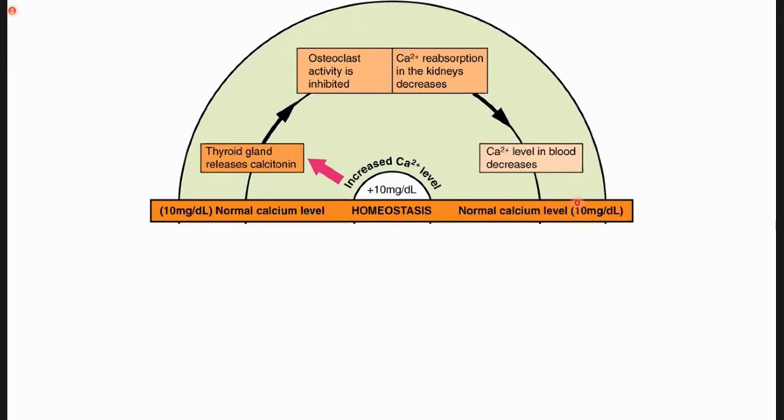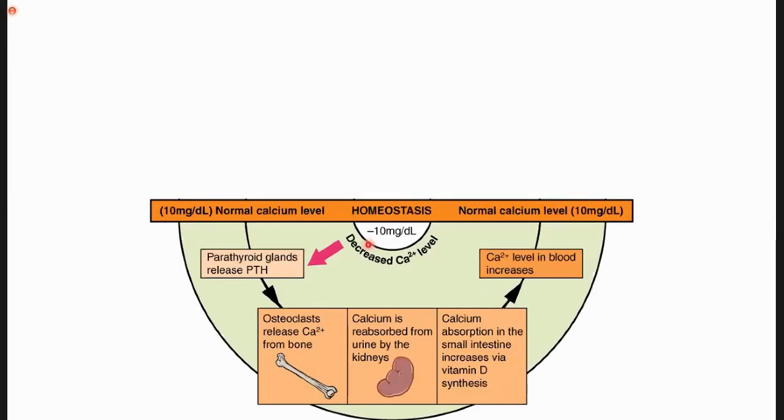Whereas on the other side, if the calcium levels go below normal, in hypocalcemia, the parathyroid glands release the parathyroid hormone. There are specific receptors that can sense that the body has low levels of calcium. So the parathyroid glands will kickstart releasing the parathyroid hormone. This parathyroid hormone will act on the osteoclast cells, which causes the resorption of bone mass and releases the calcium.